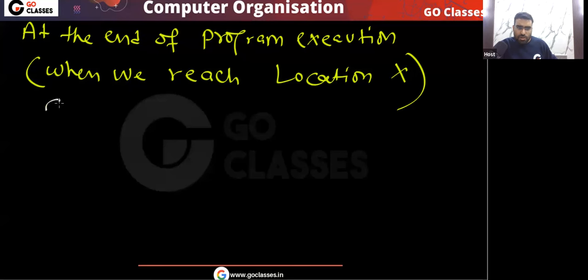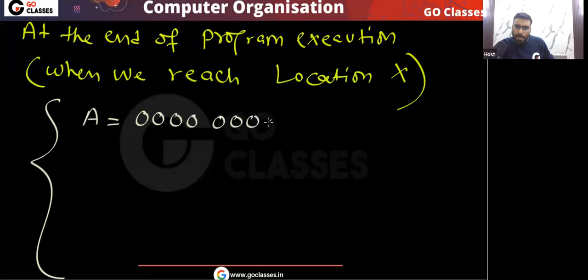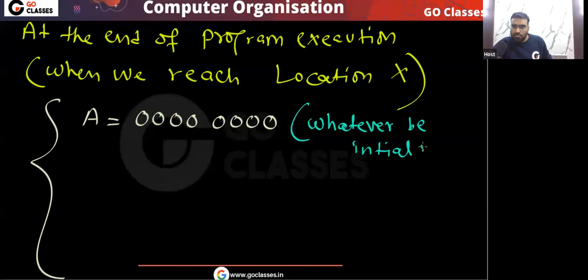Tell me all the things. What are the values of all the registers? What will be the value of A? That will become all 0. Is this clear? Whatever the initial value is, the final value will always become all 0. Whatever the initial value, this will always happen.